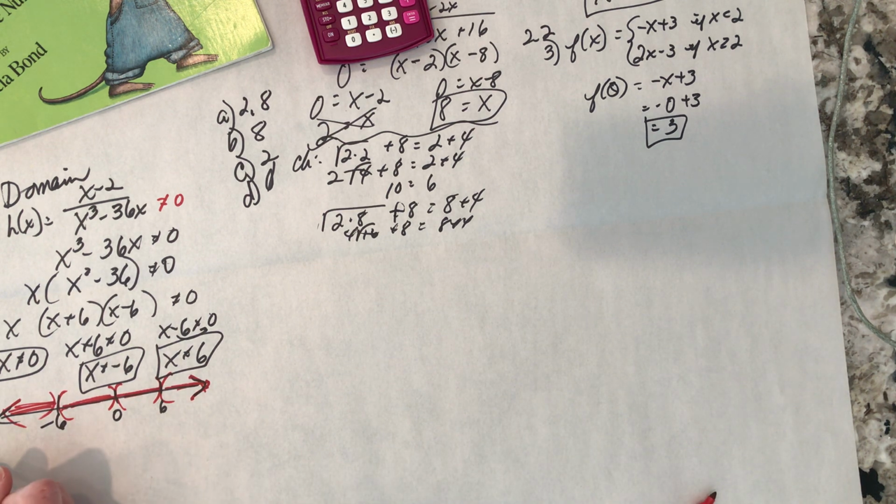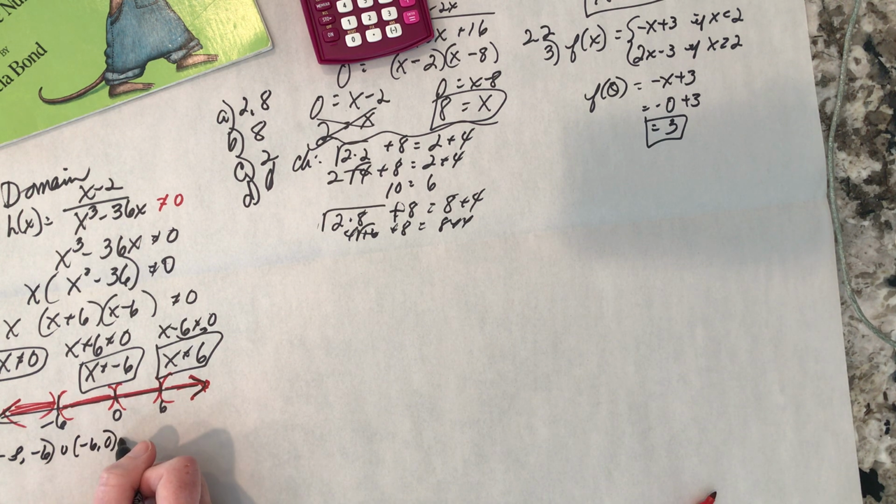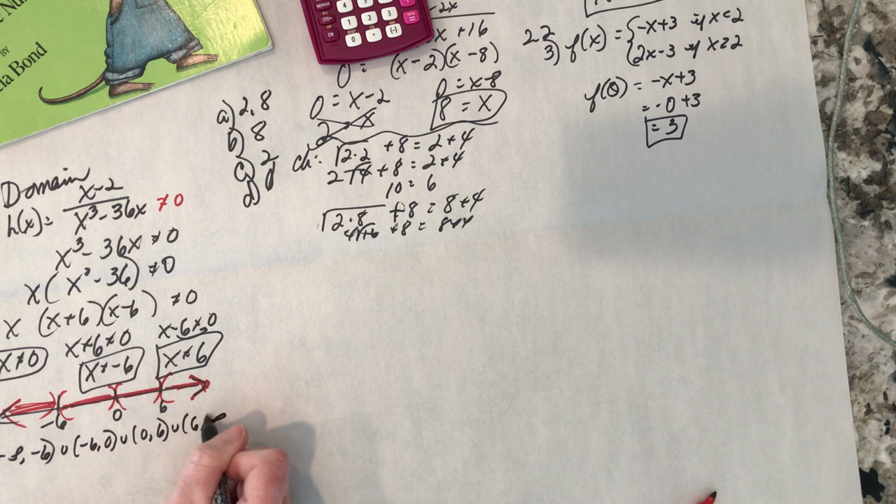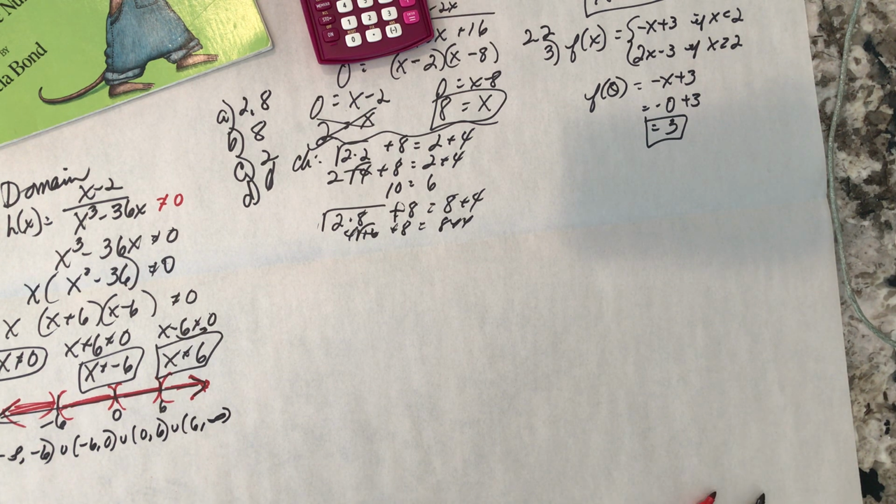So the answer here would be, we can go from negative infinity to negative 6, union up with negative 6 to 0, union up with 0 out to 6, and then union up 6 to infinity. So it's kind of a long answer. You're finding a match to that. You're not having to write that out yourself on the final.